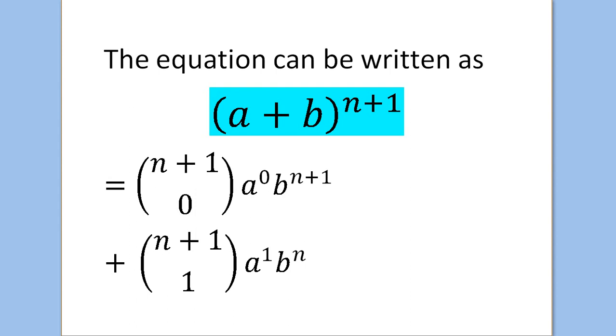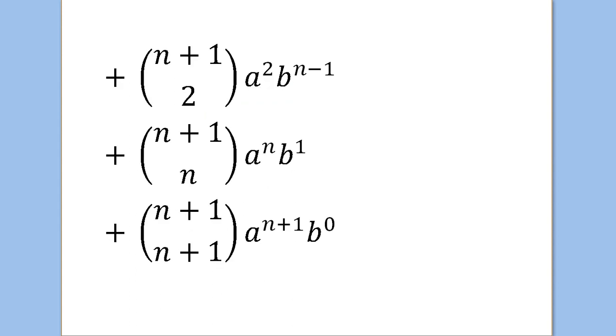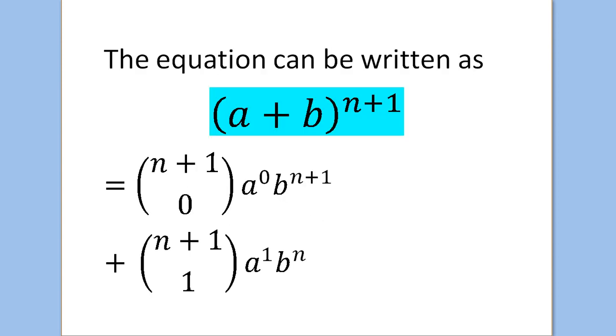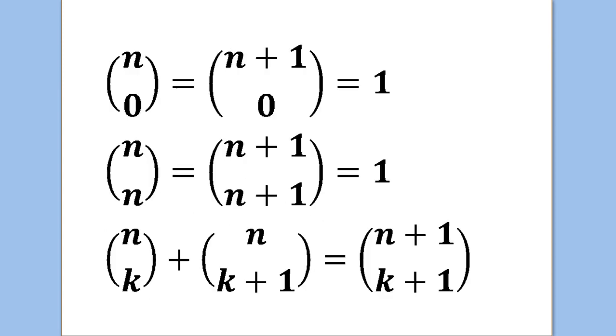So the equation can be written as a plus b to the n plus 1 is equal to n plus 1 choose 0 times a to the 0 b to the n plus 1 plus n plus 1 choose 1 times a to the 1 b to the n plus n plus 1 choose 2 times a squared b to the n minus 1, and so on, all the way down to n plus 1 choose n plus 1 a to the n plus 1 b to the 0. So I hope you can follow all of that.